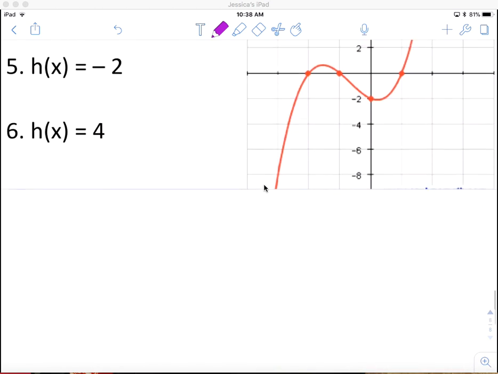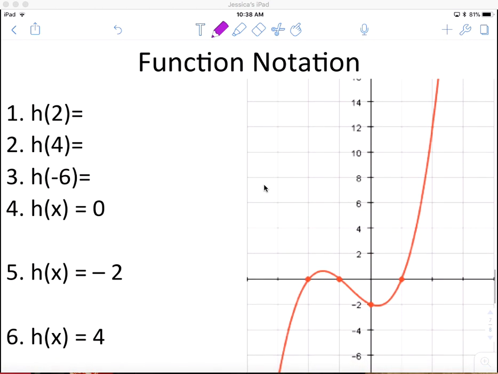The last thing you're going to see for this lesson is function notation on a graph. So it's very important that you remember that x comes before y. In other words, you have x, and then with function notation, in this case we're using h of x, is your y. So starting with number 1, 2 is in the parentheses.